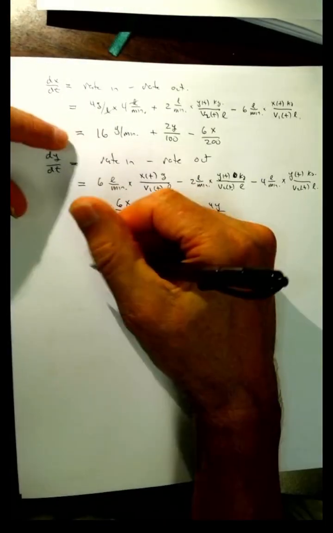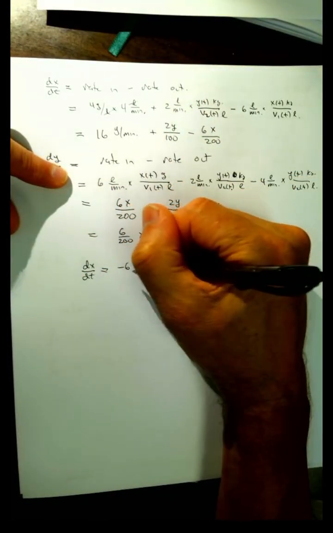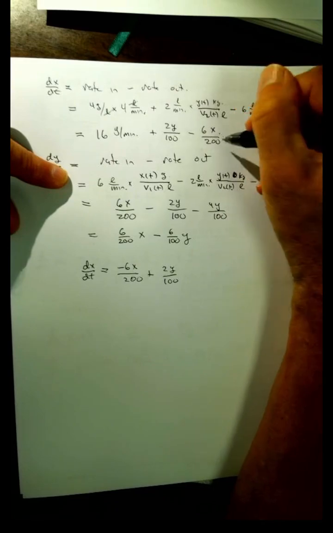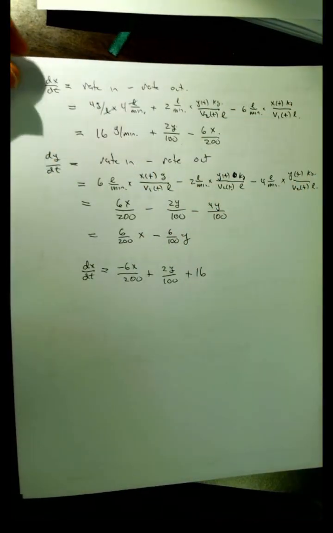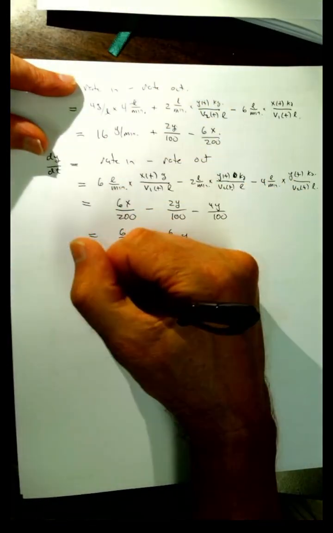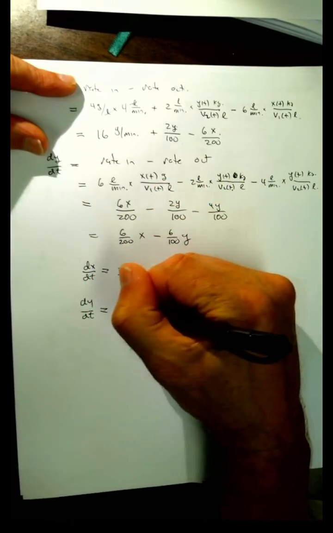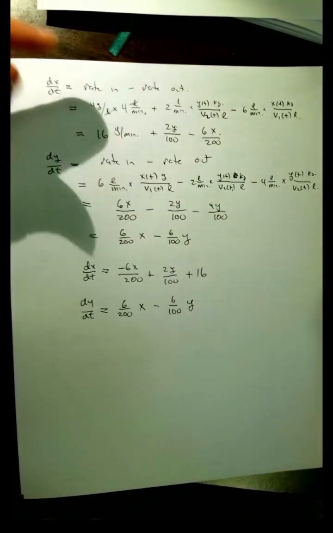So let me rewrite that. I have dx/dt is going to be, I'm rewriting this now, so I have my x's, then the y's, so this is minus 6x over 200 plus 2y over 100 plus the 16. Everything is the same units now, grams per minute. For my dy/dt, I'm going to just leave it alone because it's written as x minus y.